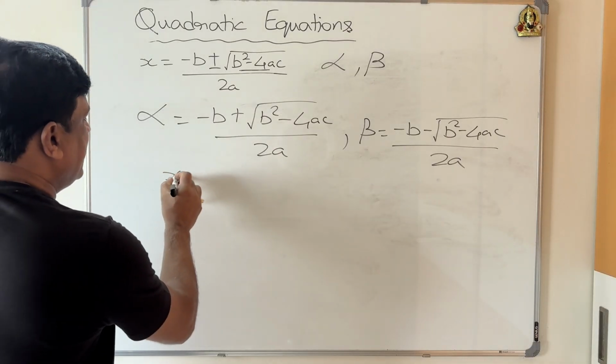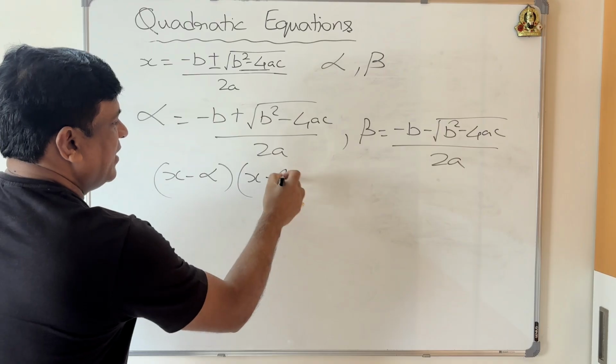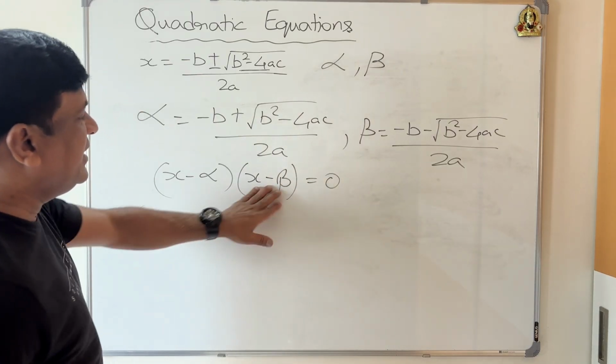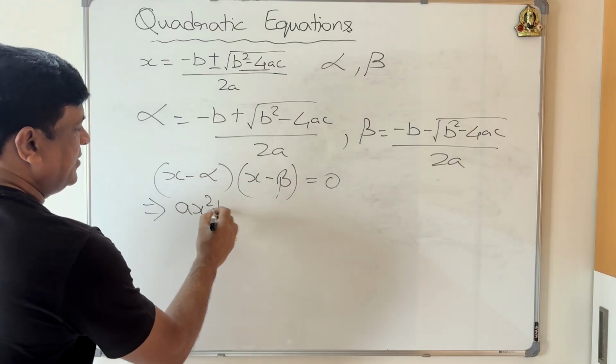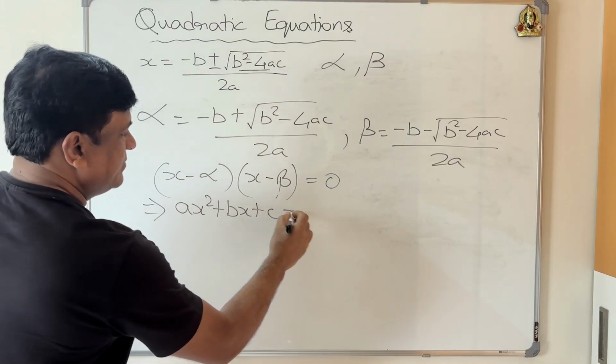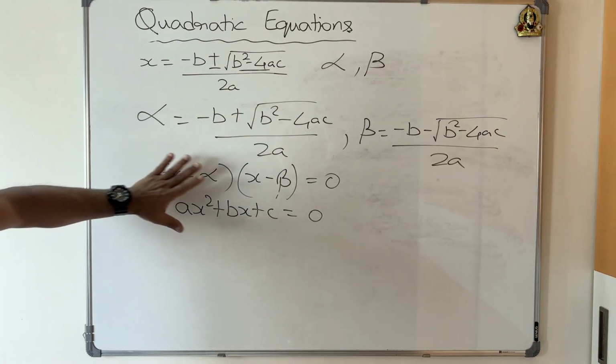When you do this, right, (x - alpha) into (x - beta), like this, when you multiply these two, you are going to get the general equation. This is what you are going to arrive at, because these are the two roots, right? This is how you are going to get it.